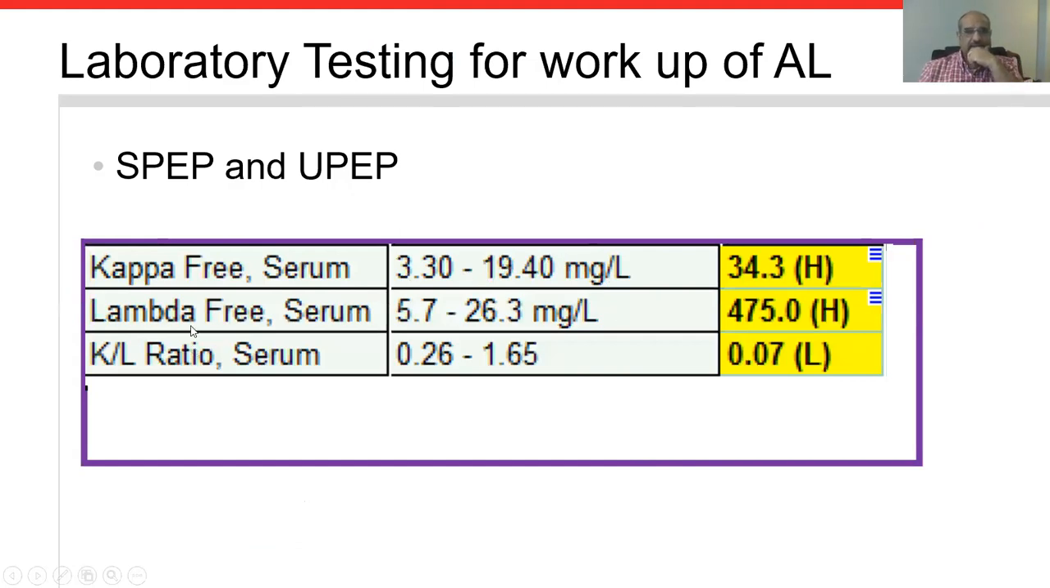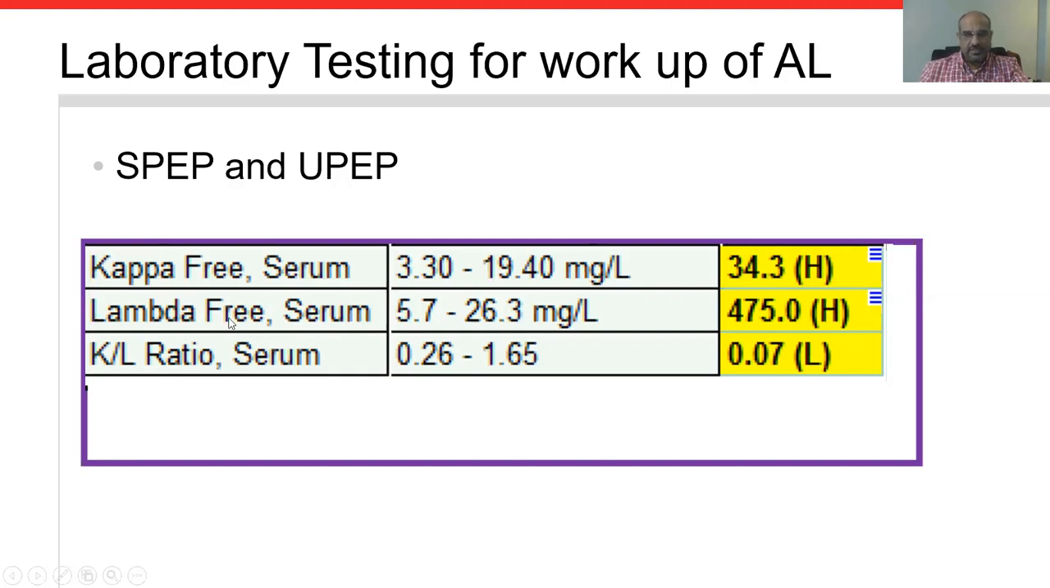The lab tests for workup for AL amyloid, serum protein electrophoresis and urine protein electrophoresis are rarely done now, but the most important is the Kappa free chain and lambda free chain, free Kappa and free lambda in the serum, and the K/L ratio. The serum light chain ratio is very, very important. When it's very low like this, it is more diagnostic of AL amyloid.